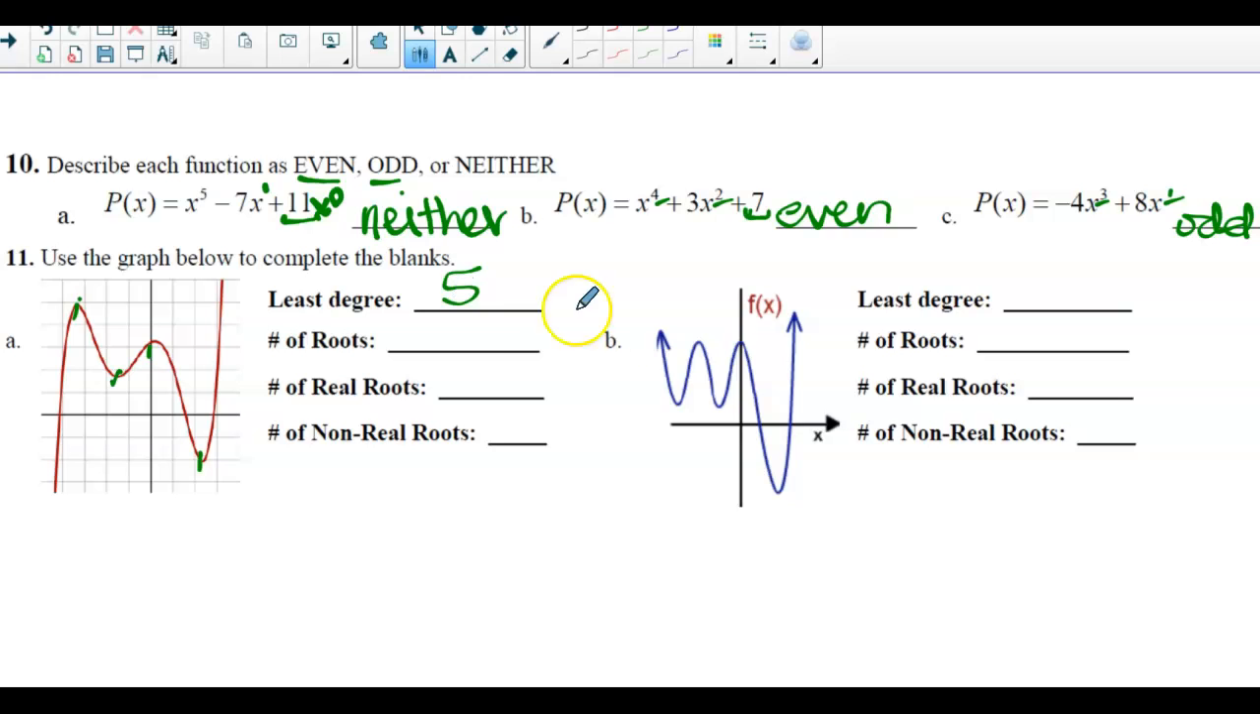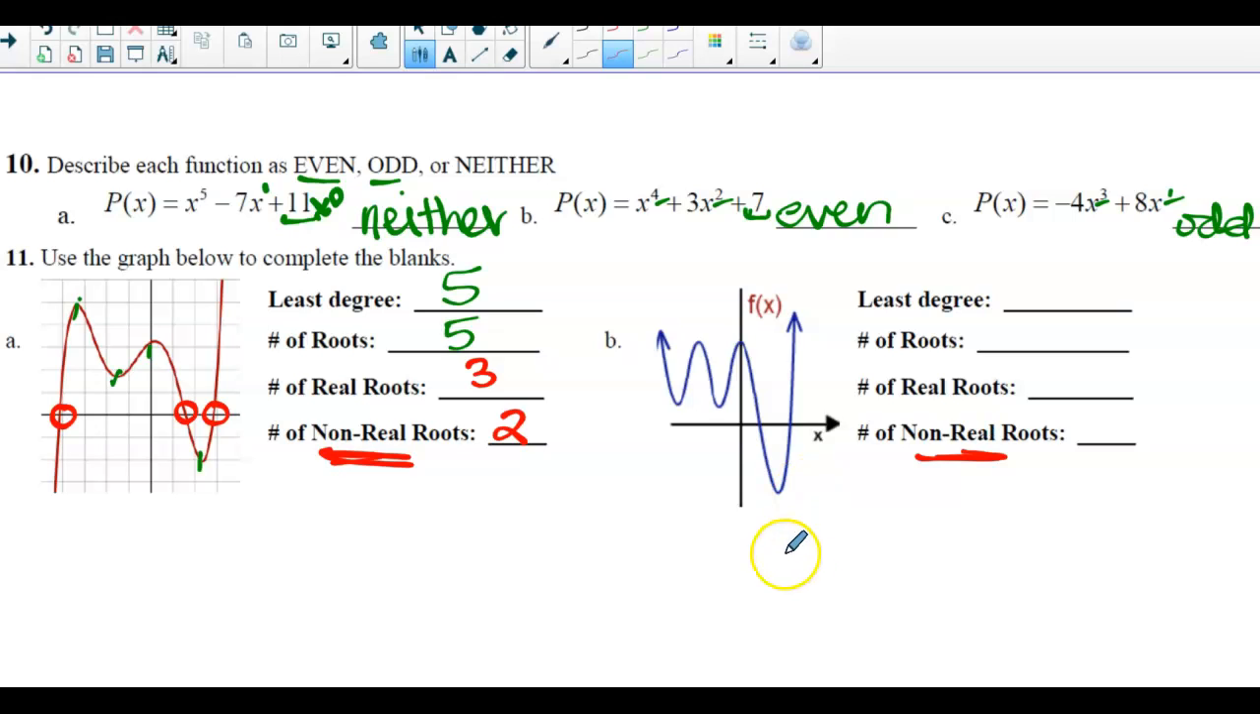So assuming the degree is 5, it would have to have 5 roots total, right? We know that. How many of those roots are real? Well, how many do we see on the x-axis? 1, 2, 3 real. So then how many must be non-real? Well, how many are left to get us to 5? 2. They have to be 2 non-real. And again, you could check, your non-real answer should always be an even number or 0.